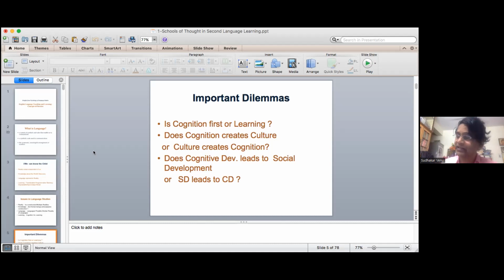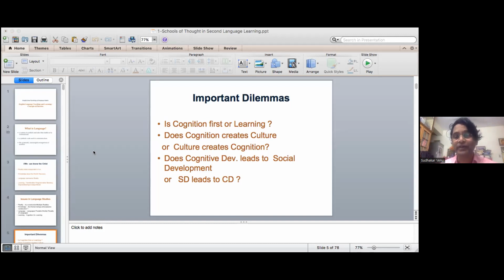Does cognition create culture, or does culture create cognition? How does culture influence our cognition? This is an important question. It's not merely a dialectic, a play between cognition and culture, but also there are psychologists who strongly argue that cognition comes first, then culture. And there is another camp of psychologists who argue that culture comes first, then cognition. This is a very fundamental question.